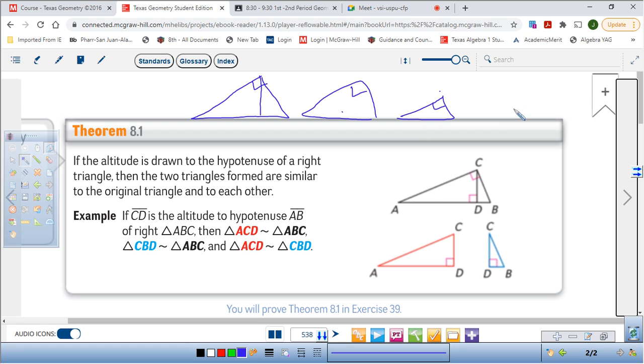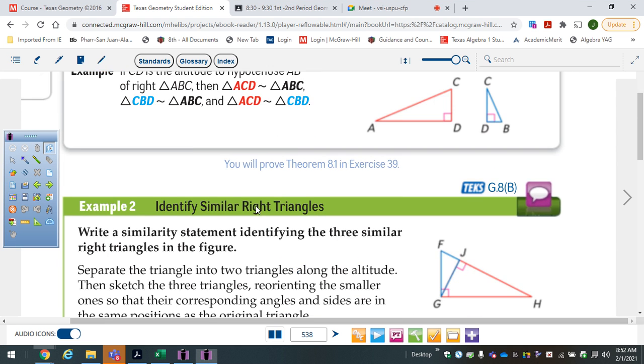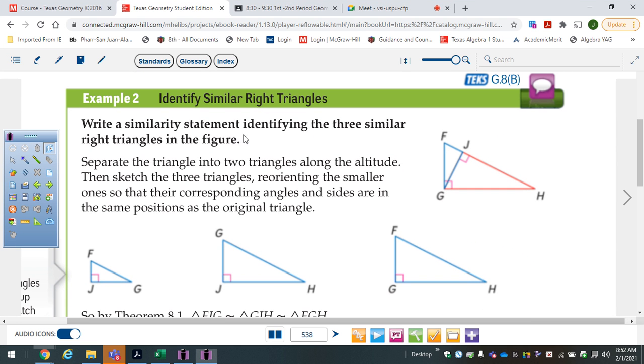So again, when you have a right triangle, I'm going to just make one right triangle up like this. This is my right angle. When you draw this altitude, remember the altitude goes perpendicular to the base. When that happens, you form three similar triangles. Let's go to practice real quick. Write a similarity statement identifying these three similar right triangles in the figure.